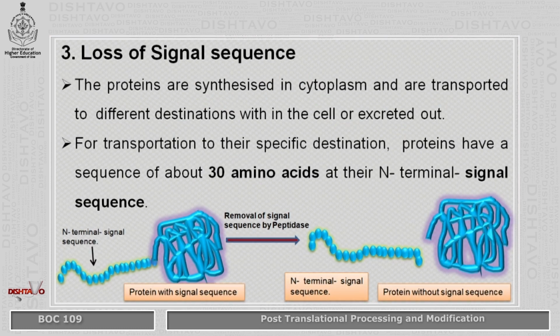The third type of modification is loss of signal sequence. The proteins are synthesized in cytoplasm and are transported to different destinations within the cell or excreted out of the cell. For transportation to their specific destination, proteins have a sequence of about 30 amino acids at their N-terminal region. This sequence is called a signal sequence. Once the proteins are transported to their destination, this signal sequence is removed by the enzyme peptidase, releasing the proteins.